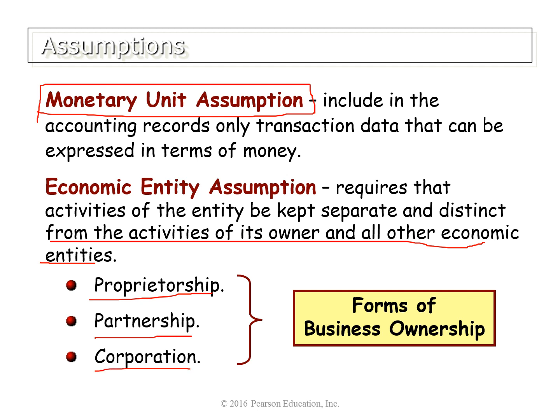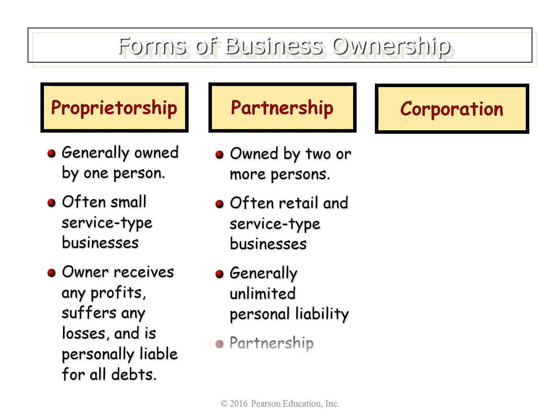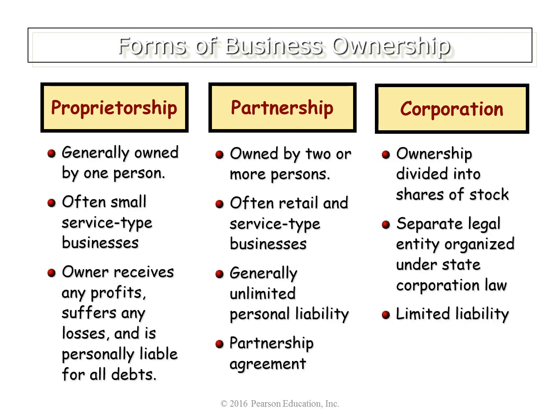In order to understand, I will be moving here to that slide to show the different characteristics of each form of business ownership. The first one, the proprietorship, is generally owned by one person. Often it is a small service type business, and the owner receives all the profit and suffers all the losses, and is personally liable for all of it.